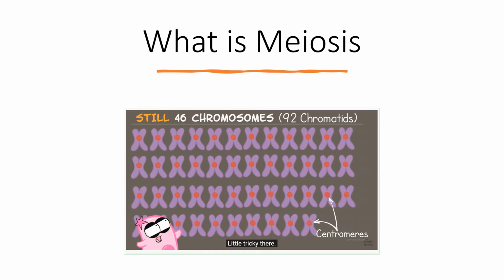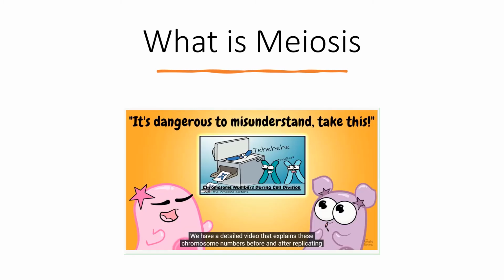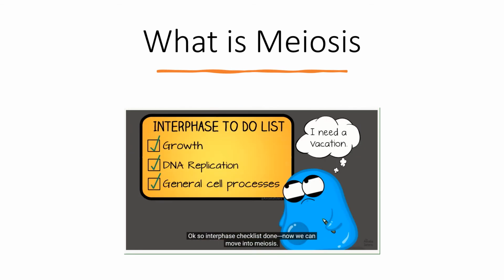Little tricky there. We have a detailed video that explains these chromosome numbers before and after replicating in interphase that can be useful for meiosis. Okay, so interphase checklist done. Now we can move into meiosis.